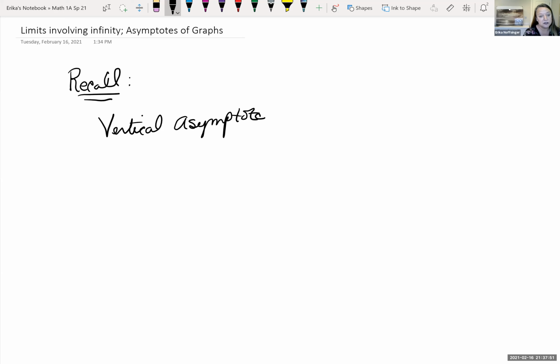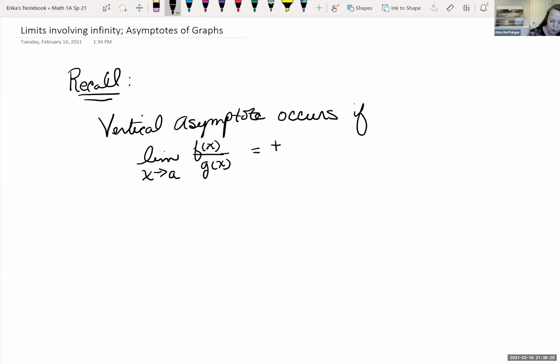And so now that we have the terminology of limits, we can write it like this. We have a vertical asymptote if we look at the limit as x approaches some value, let's say a, of some rational function, f of x over g of x, and this either equals plus infinity or equals negative infinity.